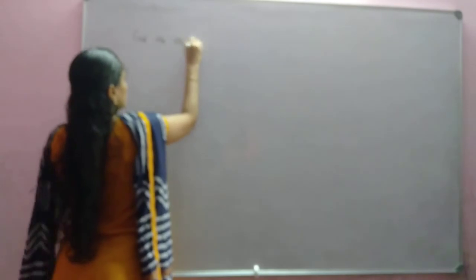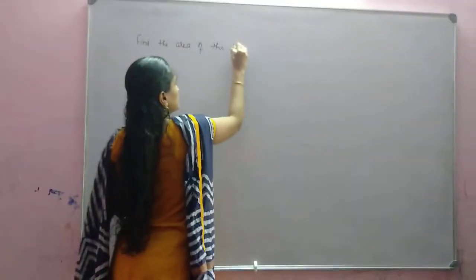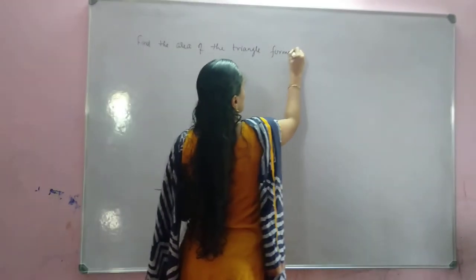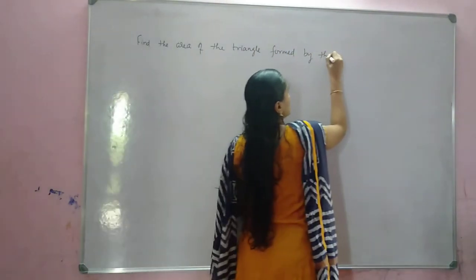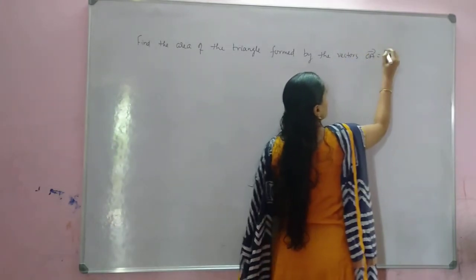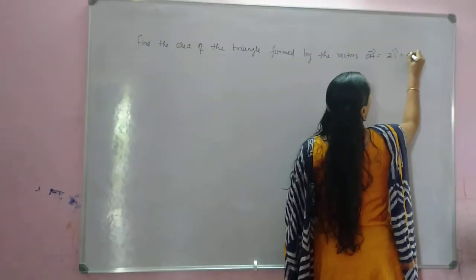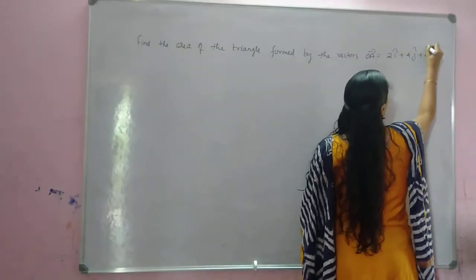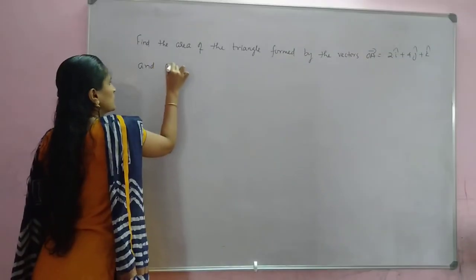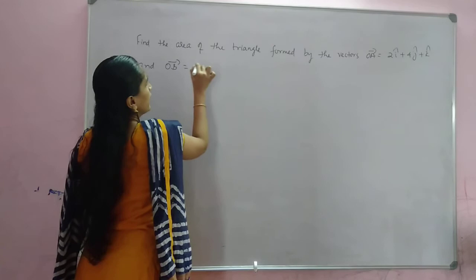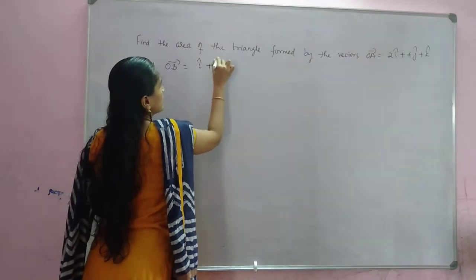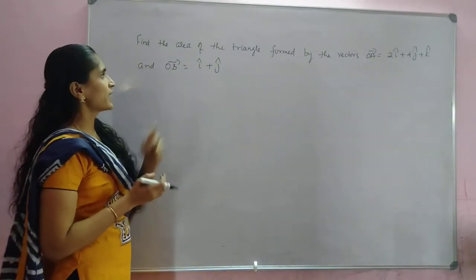The area of the triangle formed by the vectors OA is equal to 2i plus 4j plus k, and OB is equal to i plus j. Okay. So we have to find the area of the triangle.